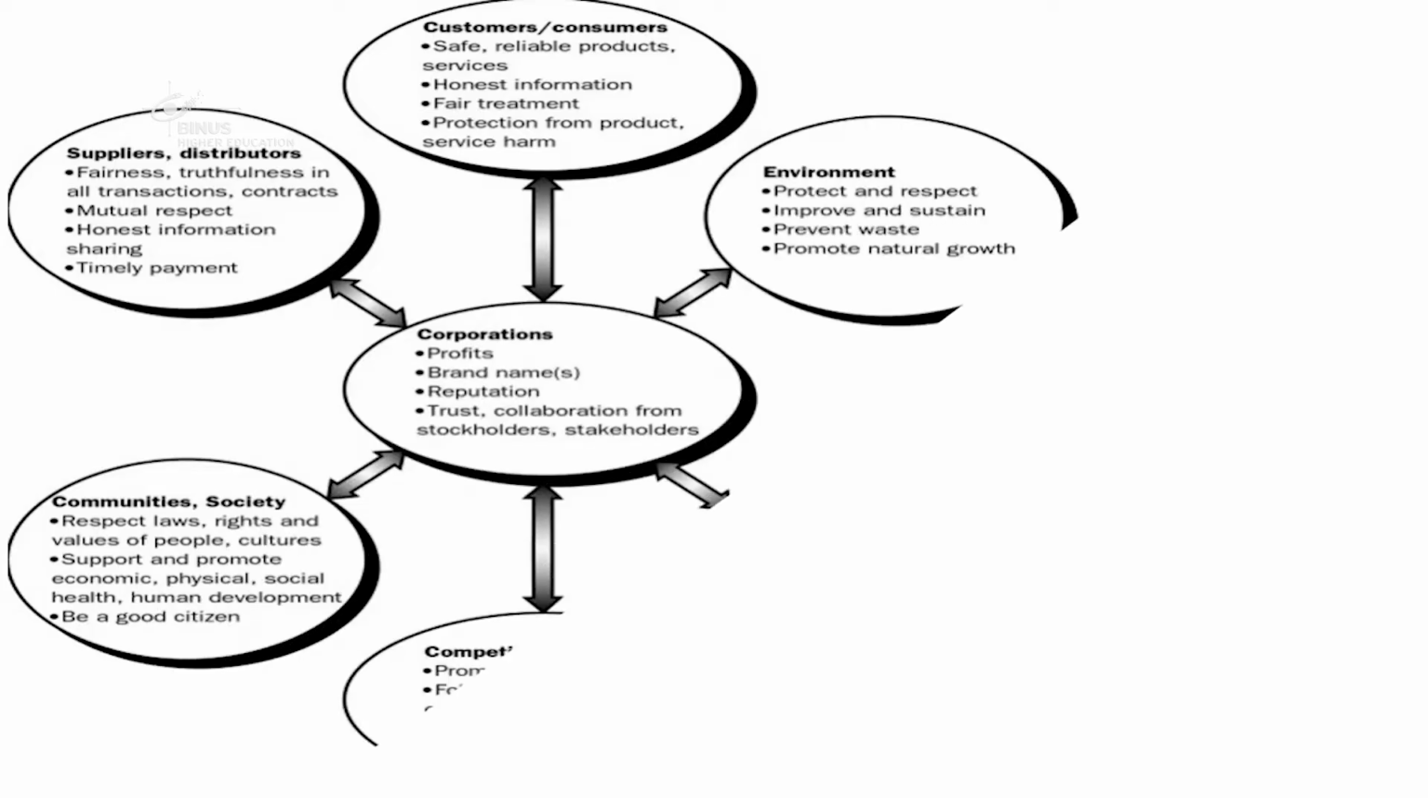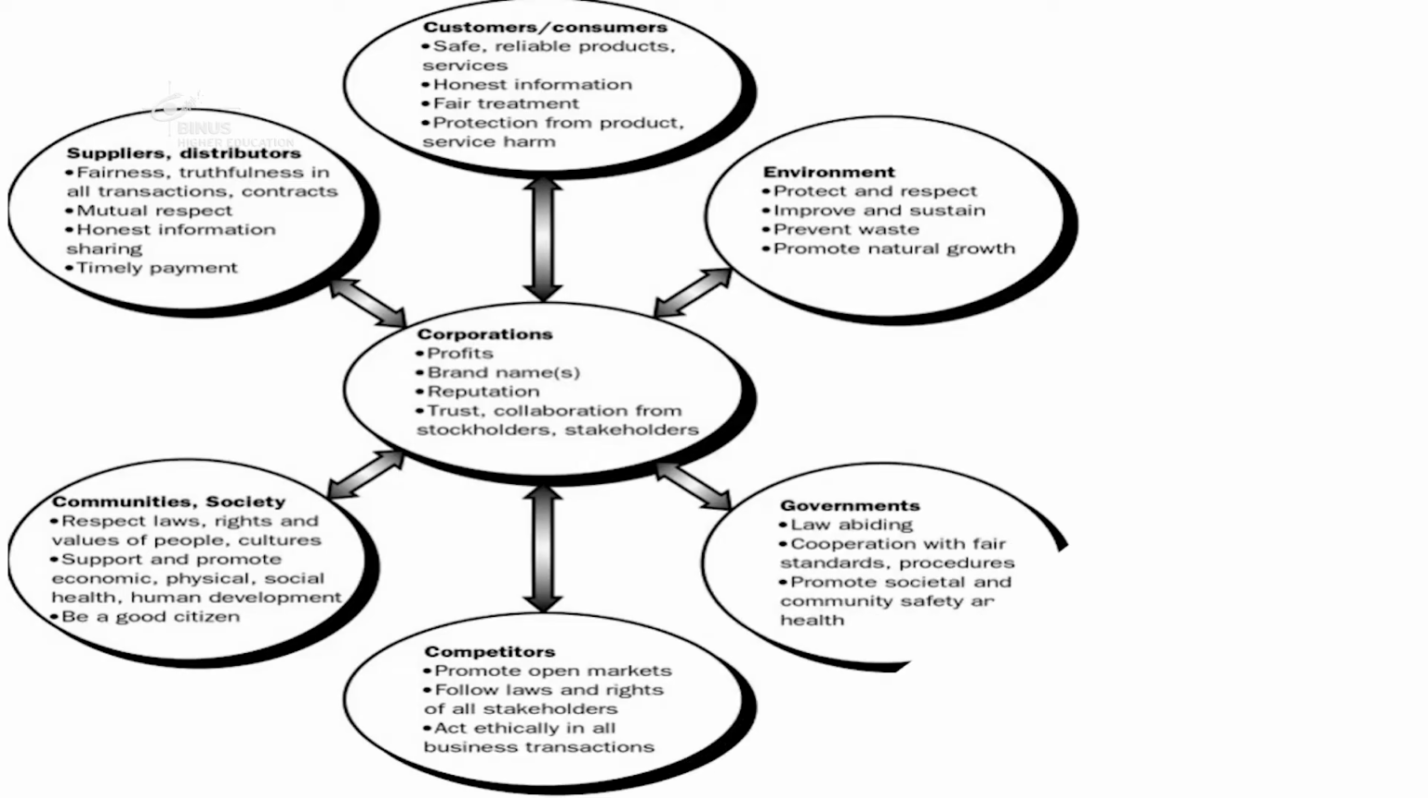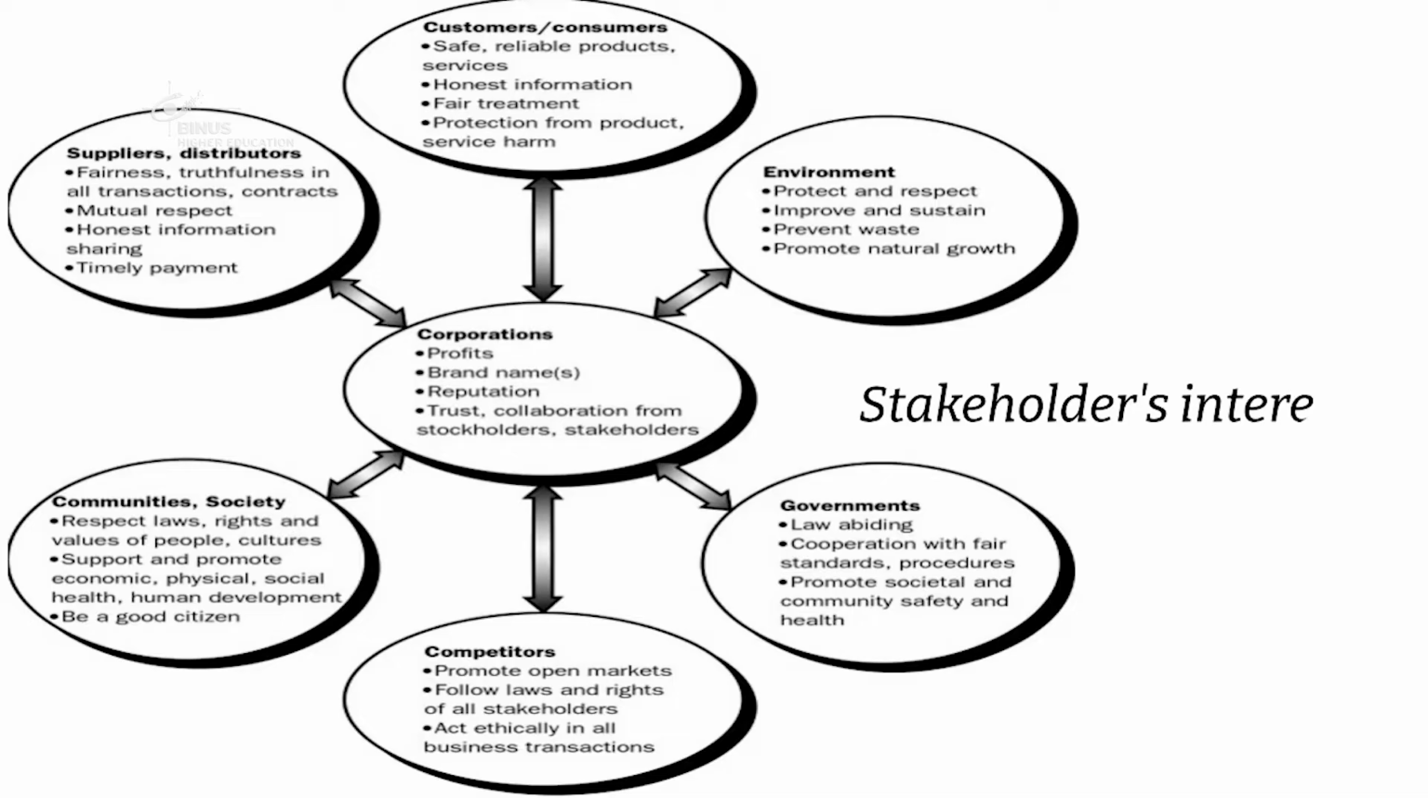Each stakeholder has their own interests. We can start with the corporation itself. They have the primary interest in gaining profits. And also we can see other stakeholders' interests, such as from customers, environment, governments, competitors, communities, and the suppliers. They all have their own stakeholders' interests. You can see the details from the pictures.